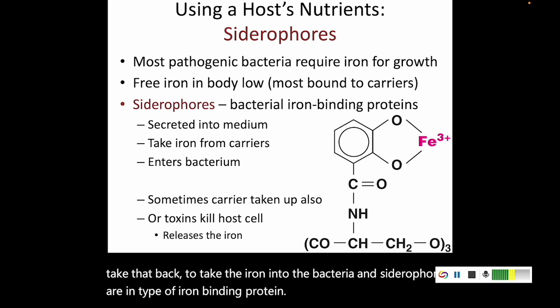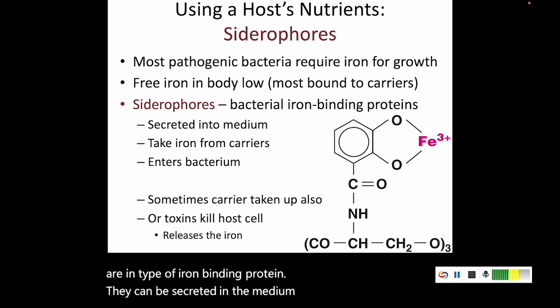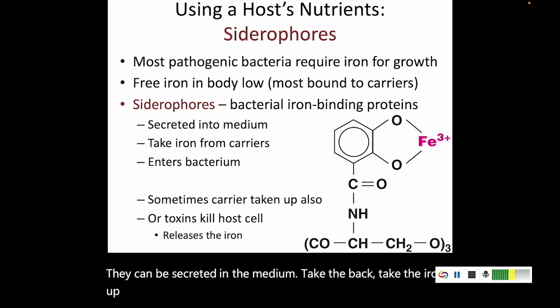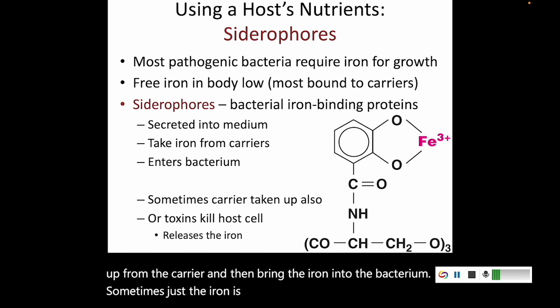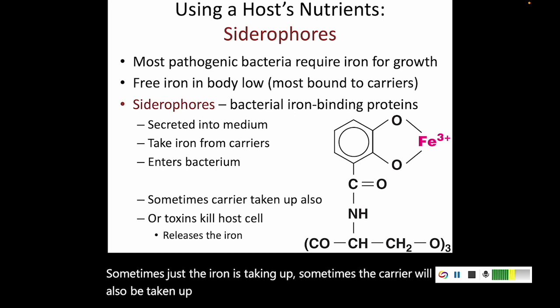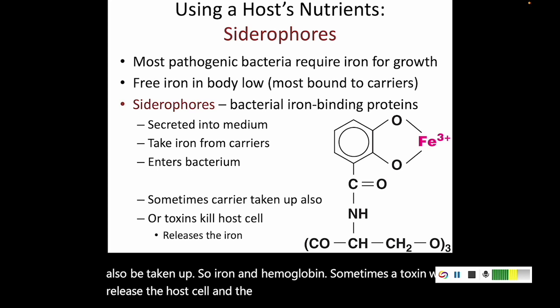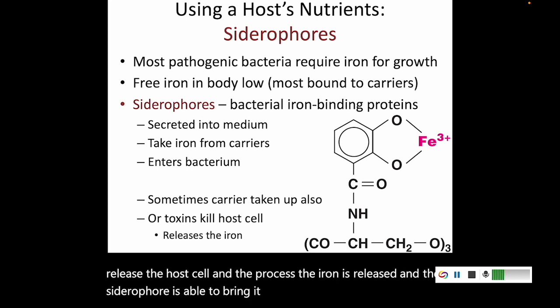They can be secreted in the medium, take the iron up from the carrier, and then bring that iron into the bacteria. Sometimes just the iron is taken up. Sometimes the carrier will also be taken up, so iron and hemoglobin. Sometimes a toxin will lyse the host cell. In the process, the iron is released, and the siderophore is able to bring it into the bacteria.